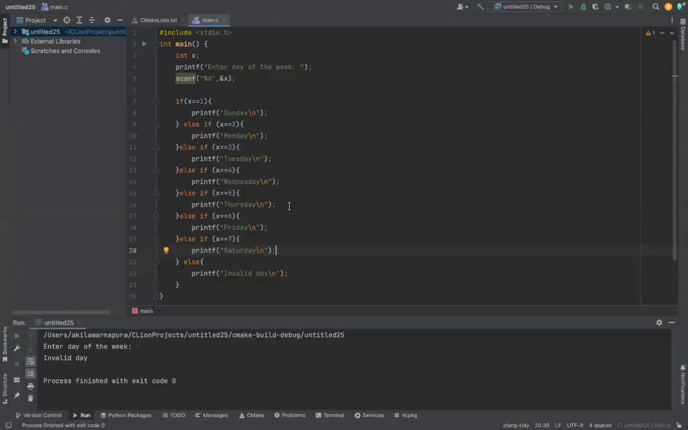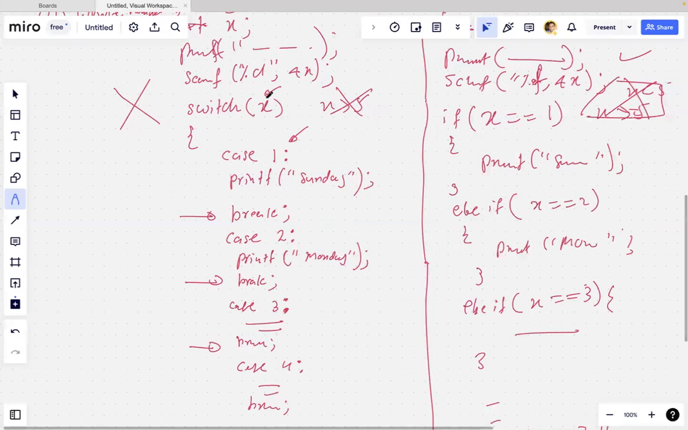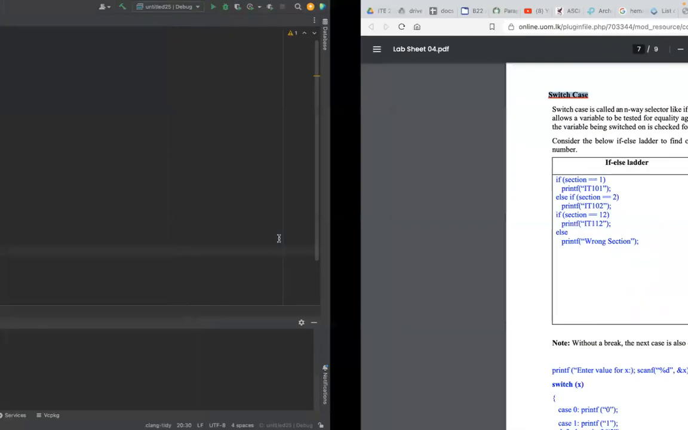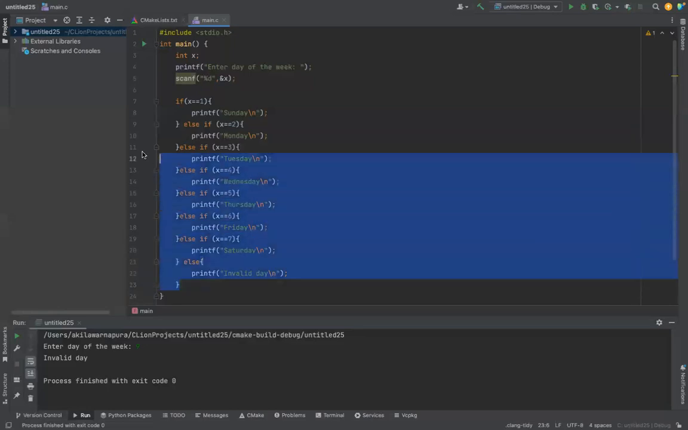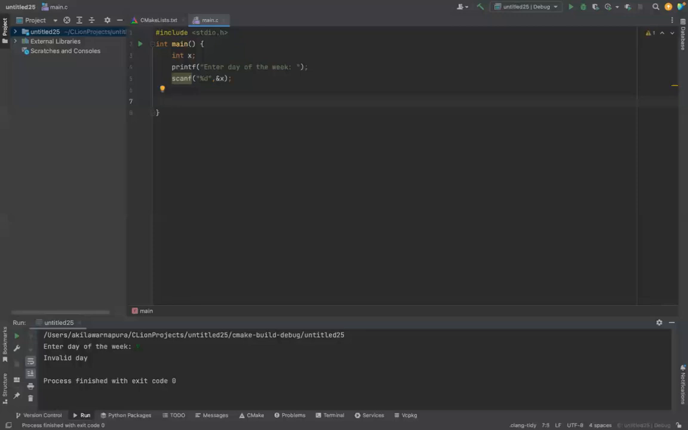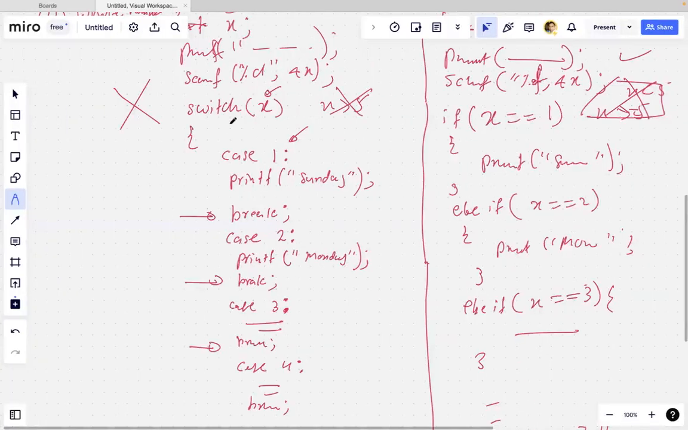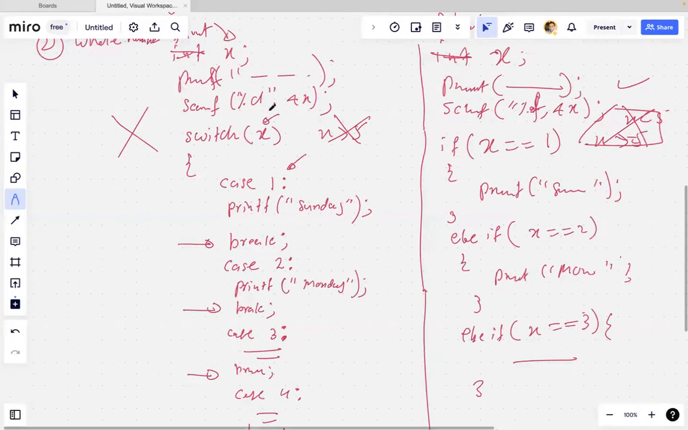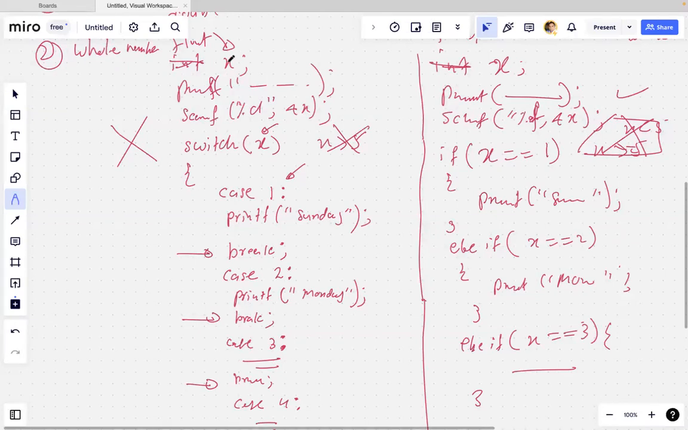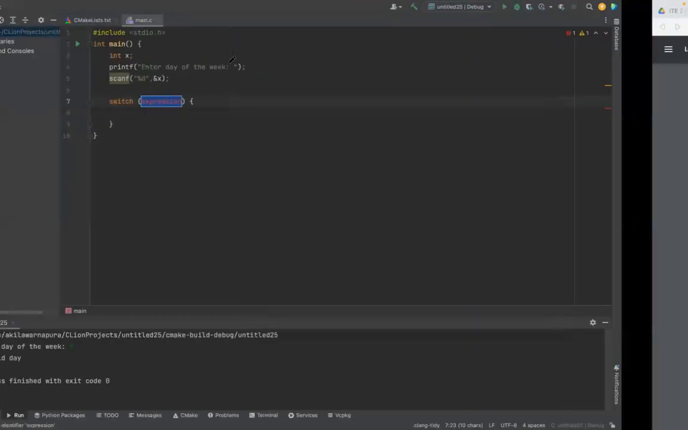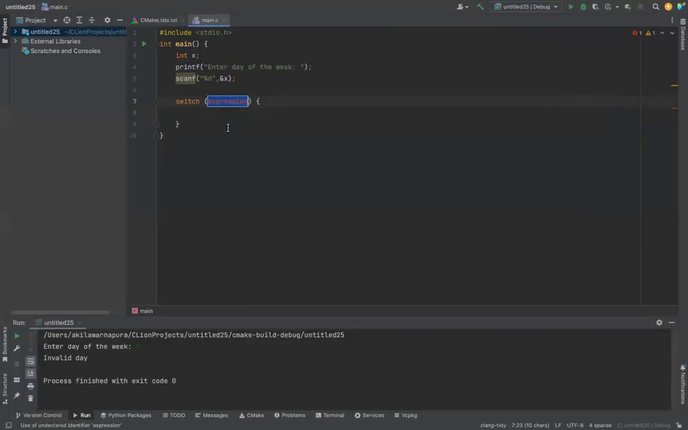Now I am going to rewrite this using the switch case statement. Therefore I erase this one. This was the if-else ladder. Now our variable is x. We have to provide switch. Within the brackets, you have to provide your variable. The variable can be x or y or a or b, whatever variable you like. Here my example is x, so here the expression you have to provide is x.